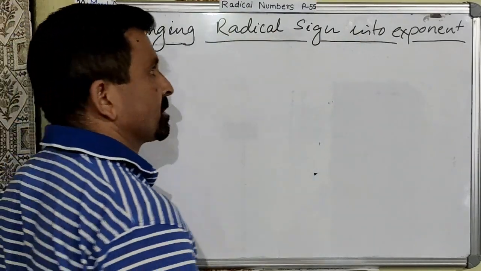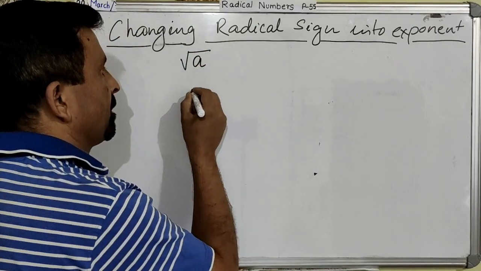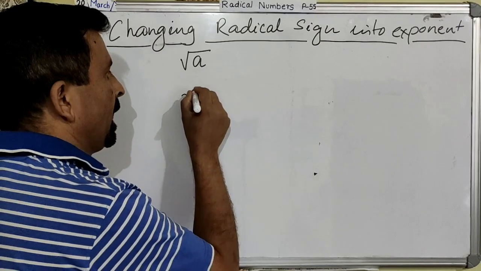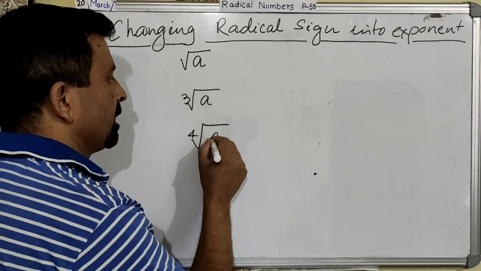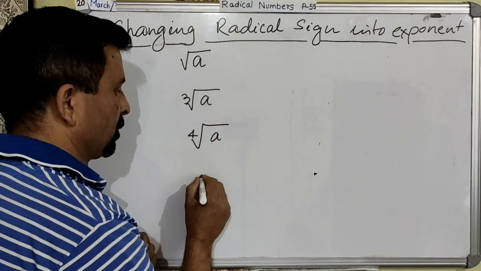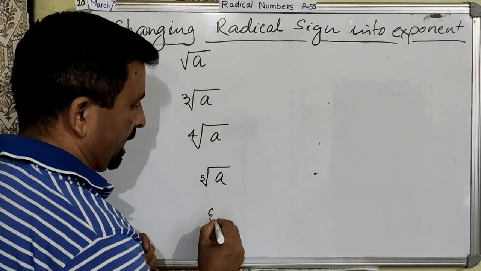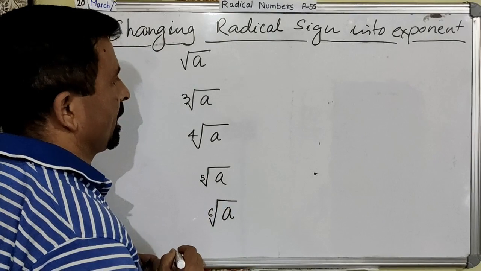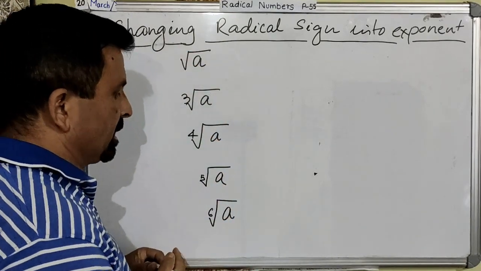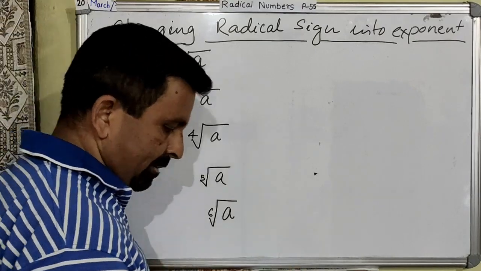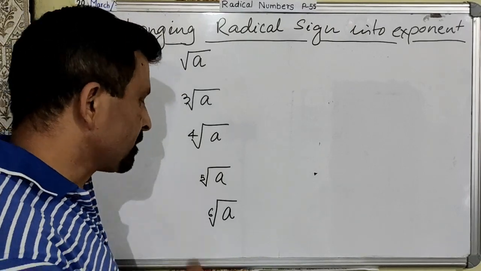So first of all, let us have some examples. The square root of a is a radical number. A cube root of a is another radical number. Fourth root of a is a radical number. Fifth root of a is a radical number. Sixth root of a is a radical number. I think this one example will be enough. If we can learn changing these radical signs into exponent, then we will not make any mistake. This will give us a very clear understanding and a very good concept. Okay.